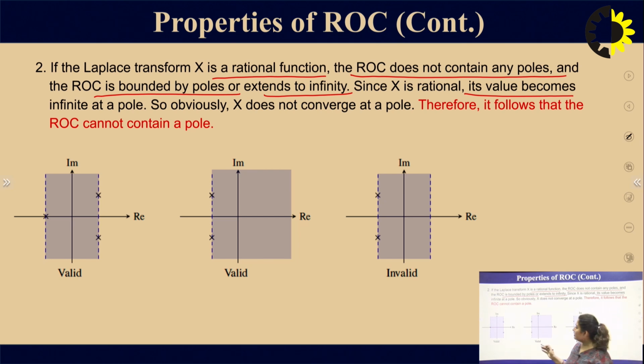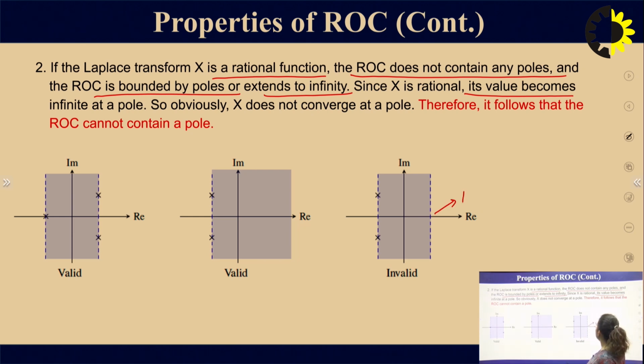So it does not contain any pole. The first figure shows a valid ROC, where we have some poles on the j omega axis and some poles on the real axis. The second one is also a valid ROC, with some poles on the j omega axis, that is repeated roots on the j omega axis. The third one is an invalid ROC, because we are drawing the poles on the j omega axis, but there is no pole on the right side, and that's why the line is not defined.